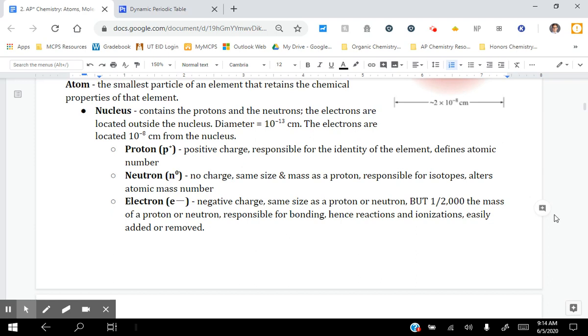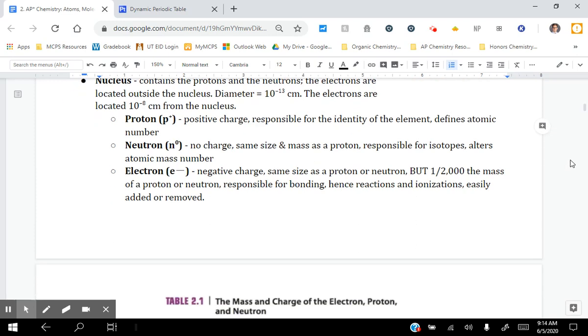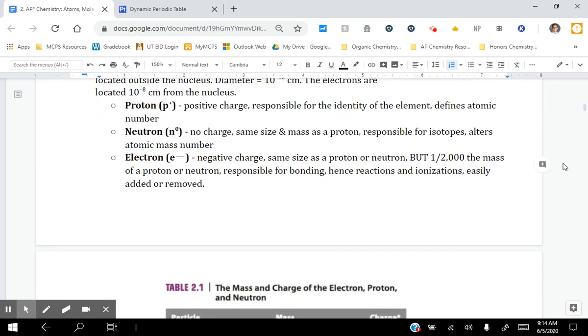Mass number, as we'll talk about in a minute, is related to the protons and neutrons. It is different from average atomic mass. Average atomic mass we'll talk about later on, but average atomic mass is based off of all of the possible isotopes, whereas mass number is specific to one kind of isotope.